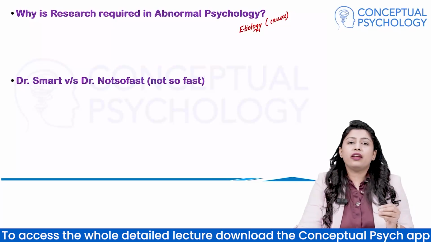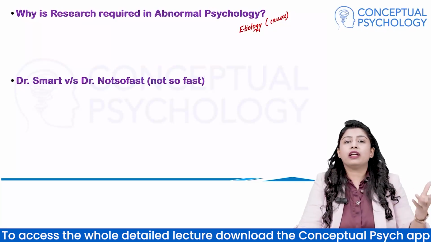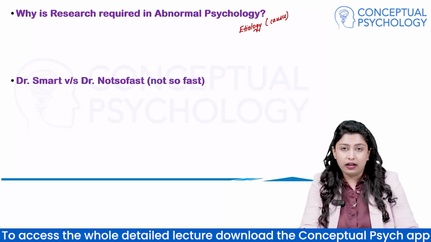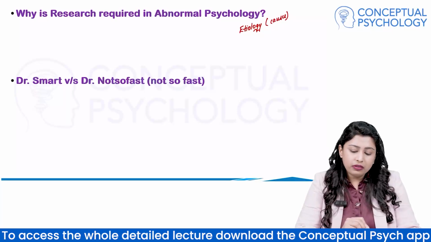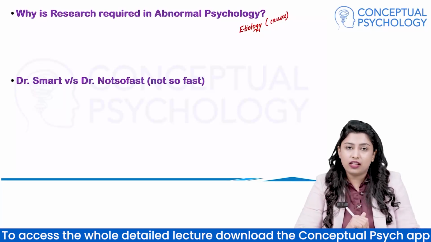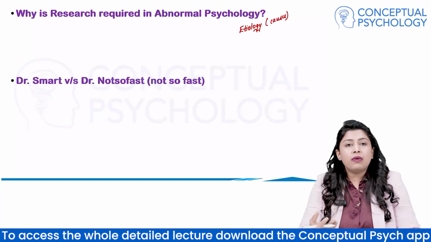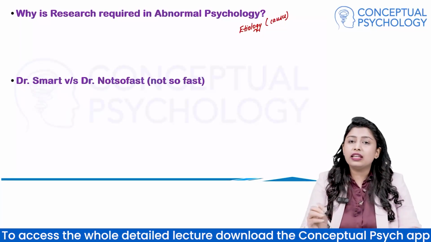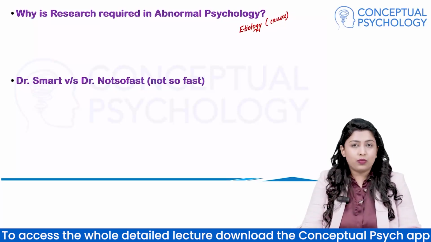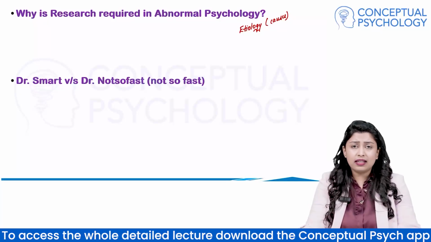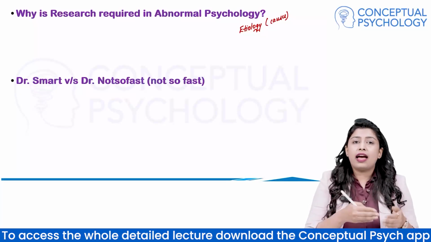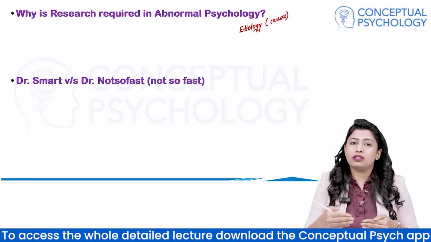So, one such error is that we often attend only to the data that confirms our view of how things are. As an example, we will be discussing Dr. Smart and Dr. Not So Fast. So, Dr. Smart might believe that drinking milk causes schizophrenia. When we ask Dr. Smart why he holds this view, he might say it is because every patient he has ever treated who has schizophrenia has drunk milk at some point in his or her life.